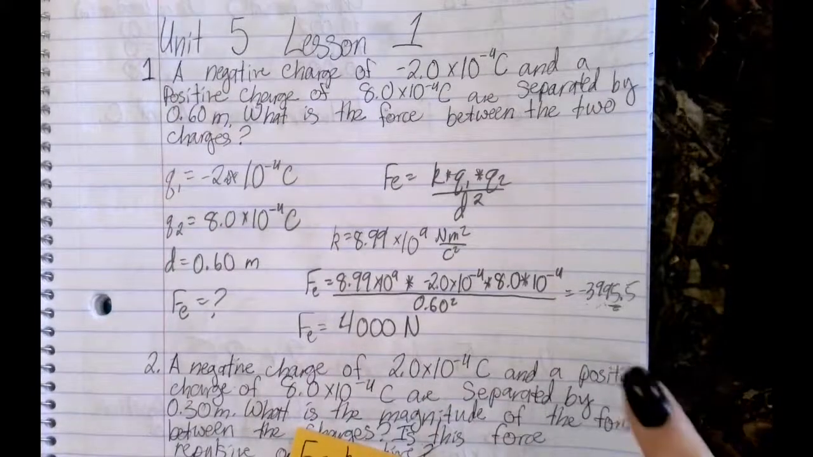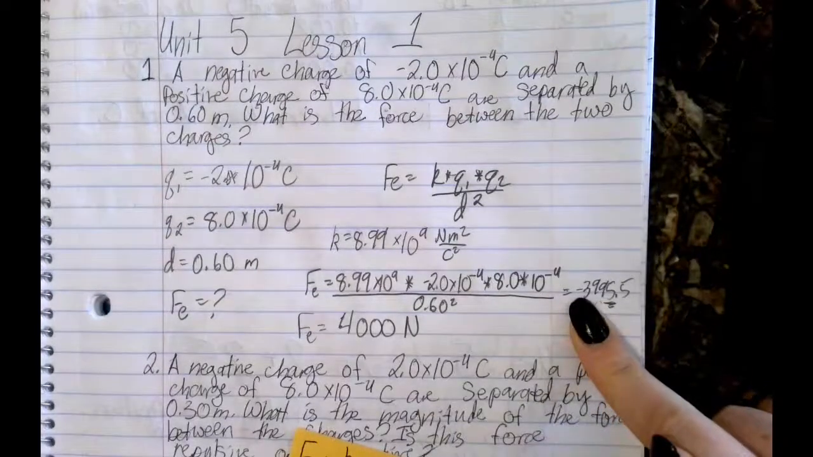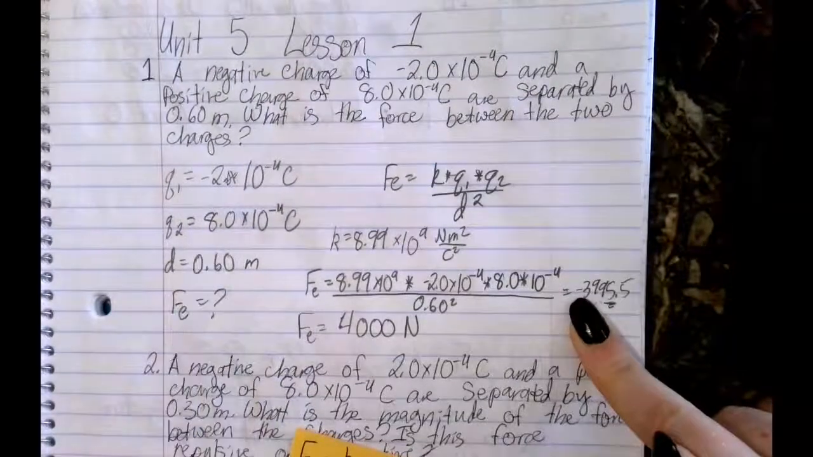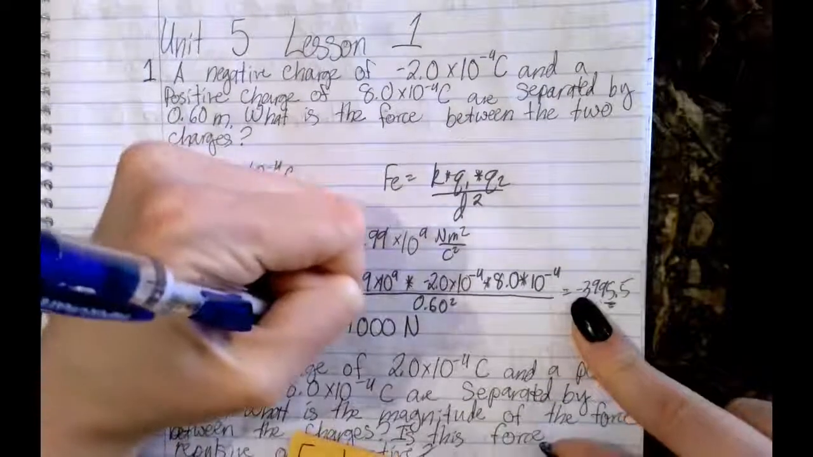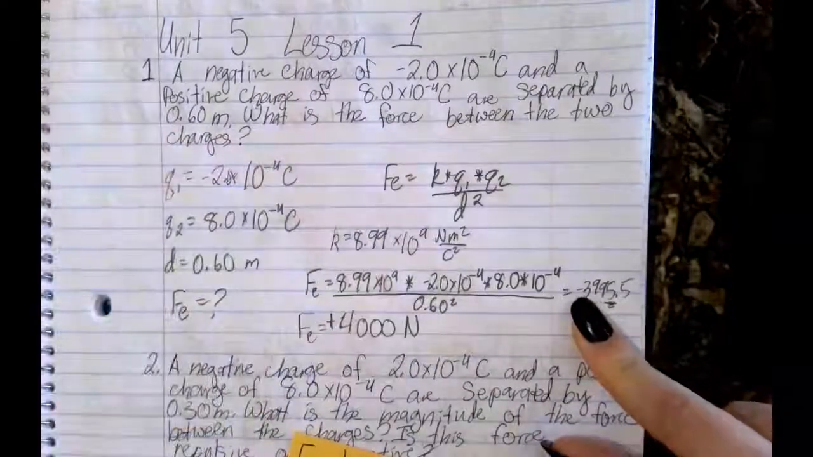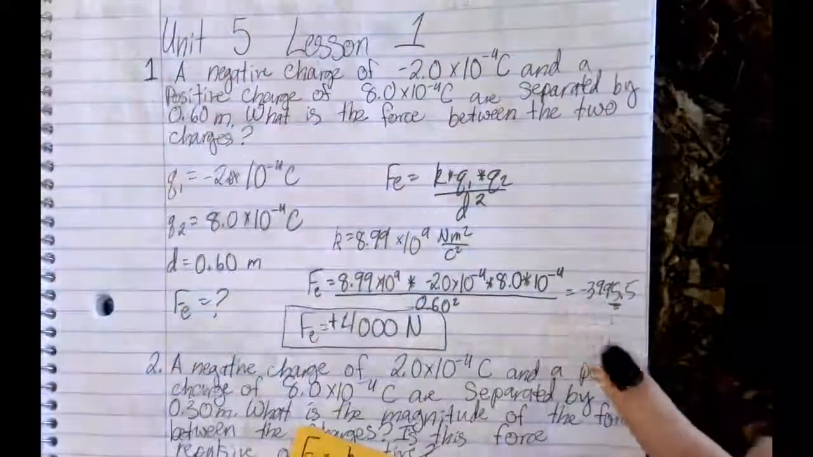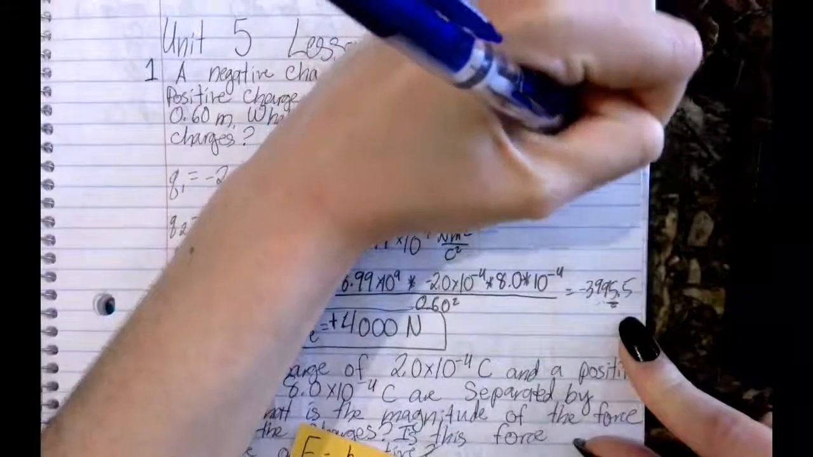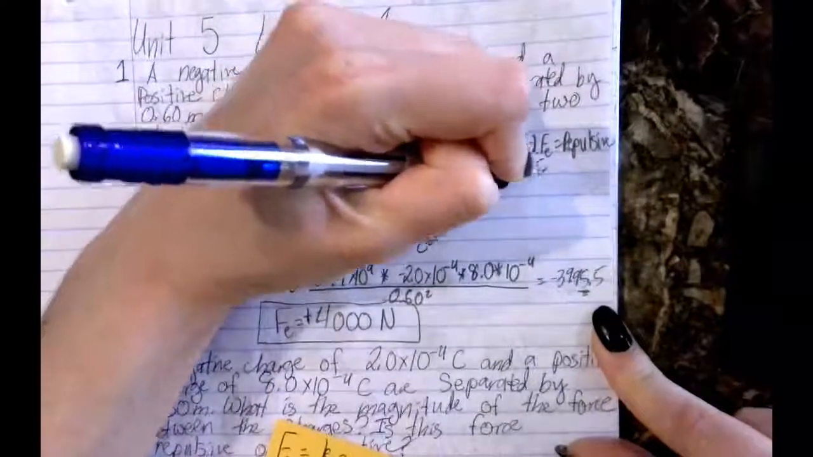The last thing I want to talk about is the sign on this. I got a negative number, but we need to go back to the beginning of our problem and think about it. If I have a negative charge and a positive charge, are those two charges attractive or are they repulsive? Opposites attract, so this is going to be a positive force because they are attracted to each other. Okay, so remember, negative Fe equals repulsive, and then a positive Fe equals attractive.